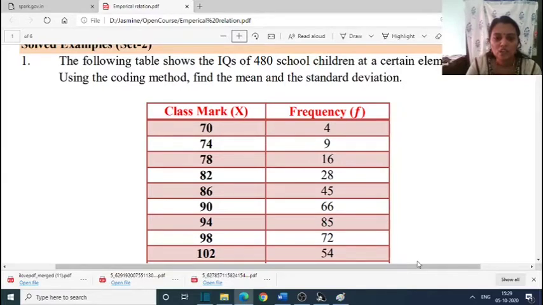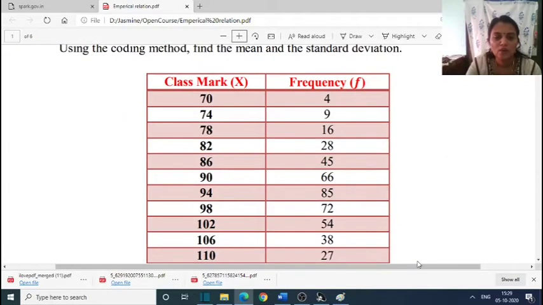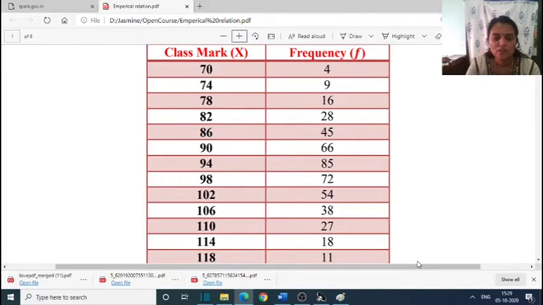Class mark 82, frequency 28. Class mark 86, frequency 45. Class mark 90, frequency 66. Class mark 94, frequency 85. Class mark 98, frequency 72. Class mark 102, frequency 54. Class mark 106, frequency 38. Class mark 110, frequency 27.